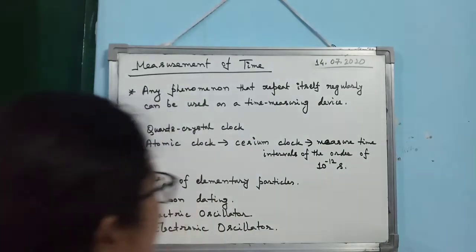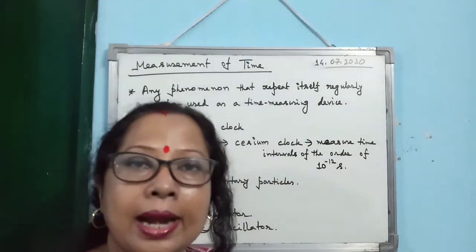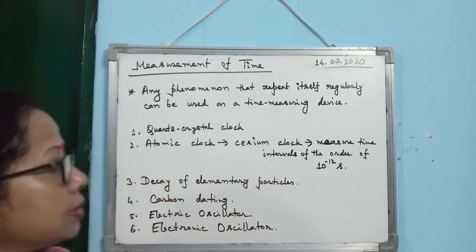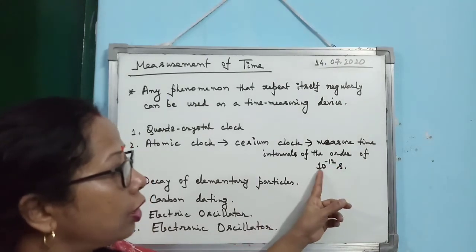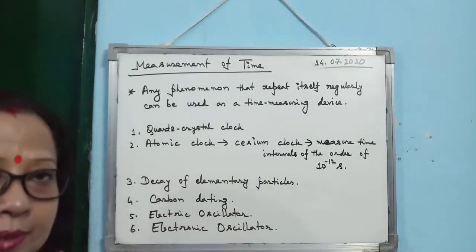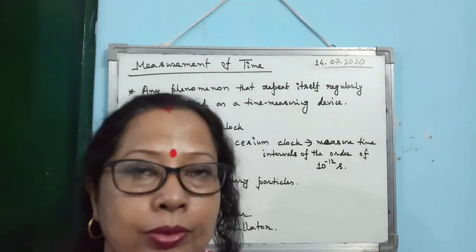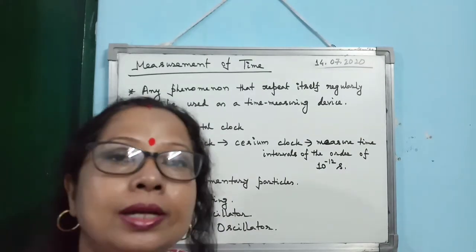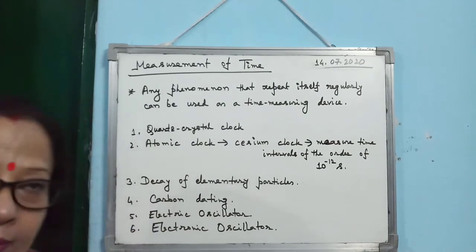Then another one is the atomic clock. Here the vibration of the cesium atom is taken into consideration, and by using a cesium clock or atomic clock, you can measure time of the order of 10 to the power minus 12 second. Then by using the decay of elementary particles, with photographic techniques on the decaying elementary particles, you can measure time.